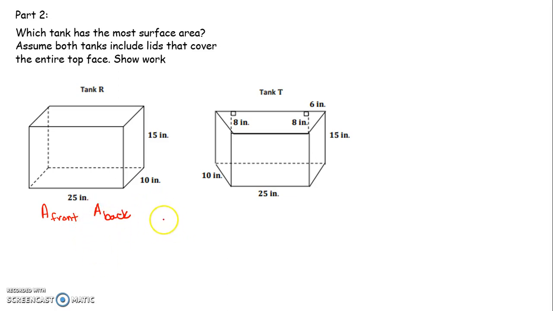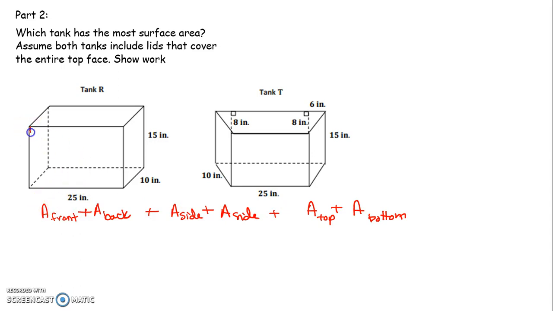Okay, we have to find the area of one of the side faces and the area of the other side face. Those will match. We'll have to find the area of the top face and the area of the bottom face. This is for our rectangular prism. We'll just have to add all those areas up to find our surface area.